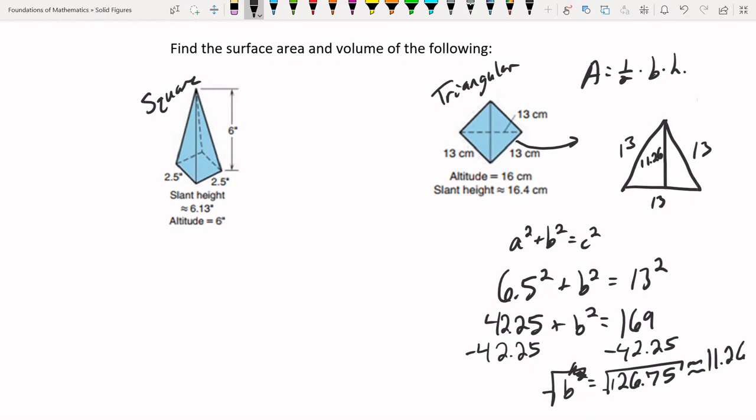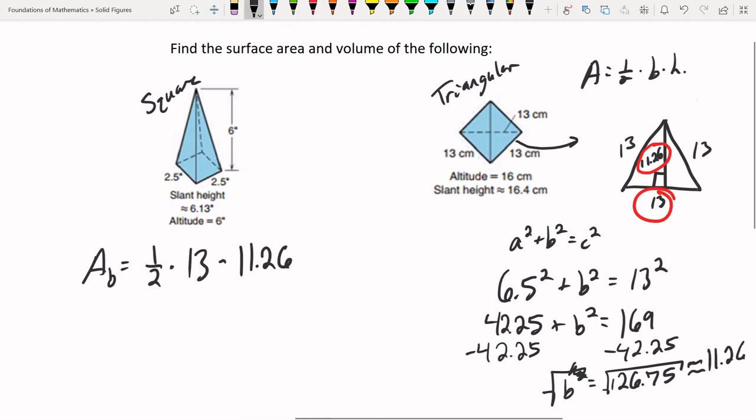Now, we can find the area of the base. So the area of the base is 1/2 the base, which is going to be 13. One of the side lengths, doesn't matter which one because they're all the same, times the height, which is 11.26. You should really always use the side length that's the right angle. Let me show it right here. The right angle of the height, because that's formally what the base is known as. Okay. 0.5 times 13 times 11.26 is 73.19.